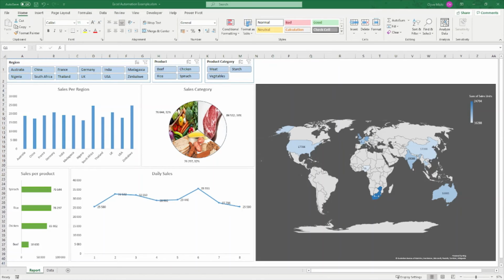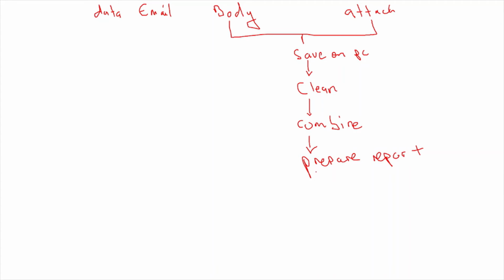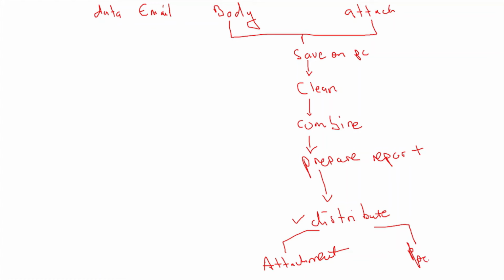Okay, once you have prepared that report, the next thing is you want to distribute it. So how are you going to distribute it? Maybe you are going to distribute it as an attachment in your email, so that Excel document, you are going to attach it, or you are probably going to paste it as a picture or as the body of the email. Again, I'm going to look at both ways of distributing.